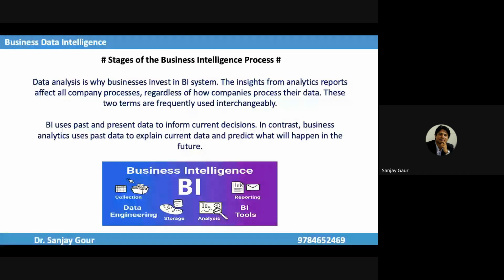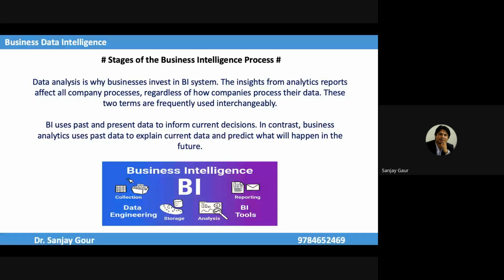Data analysis is why businesses invest in business systems. The insights from analytics reports affect all company processes, regardless of how companies process their data. These two terms are frequently used interchangeably. Business intelligence uses past and present data. It is noticeable that both past and present data are required to train the machine to predict future trends, and past trends also.